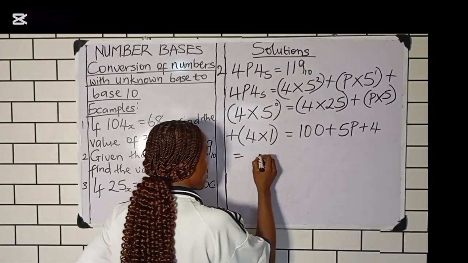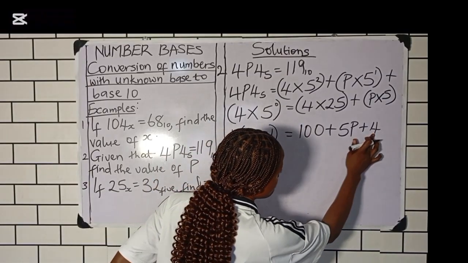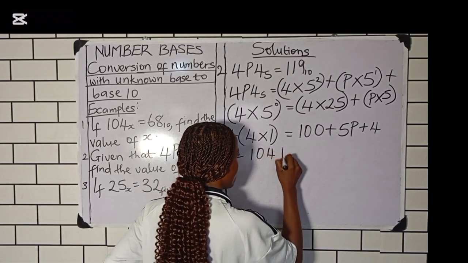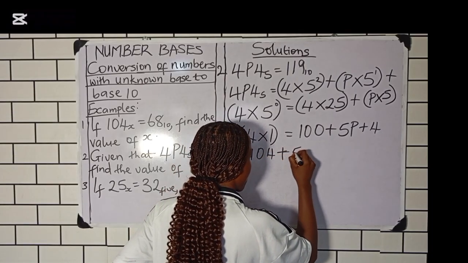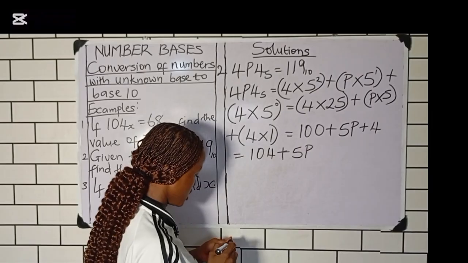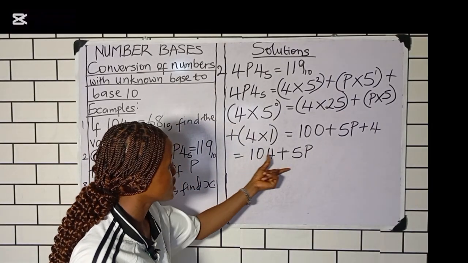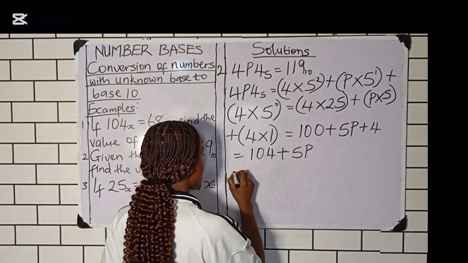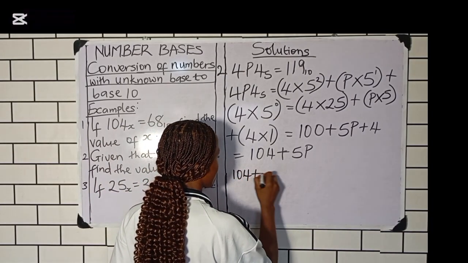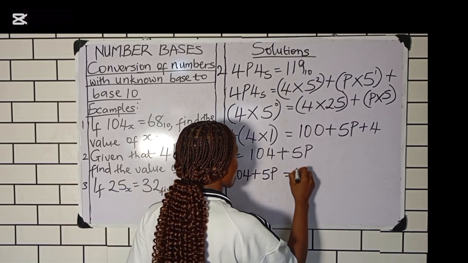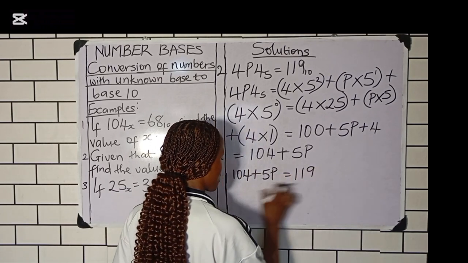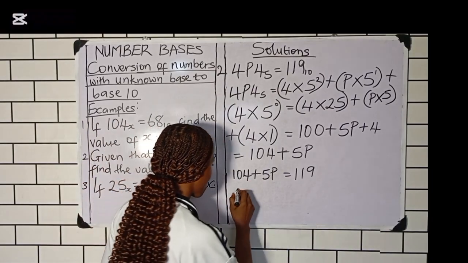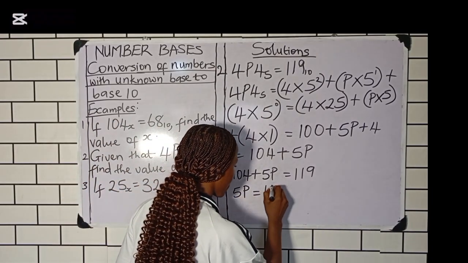This will give us 100 plus, we add the common terms, which is 100 plus 4, we have 104 plus 5p. Now, these terms here are already in base 10. So what we are going to do now is we have our 104 plus 5p is equals to 119. Most of them are already in base 10. We are going to make p the subject of the formula. We have our 5p here is equals to 119.